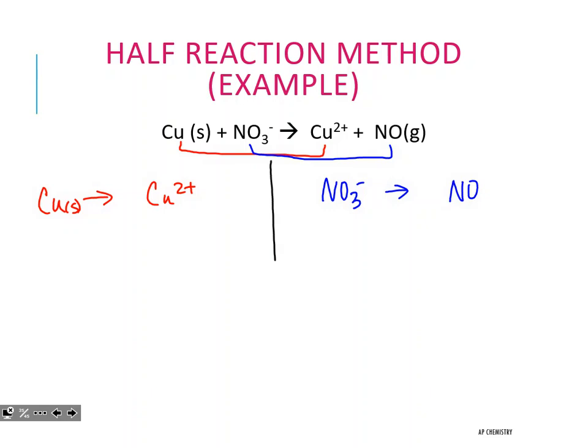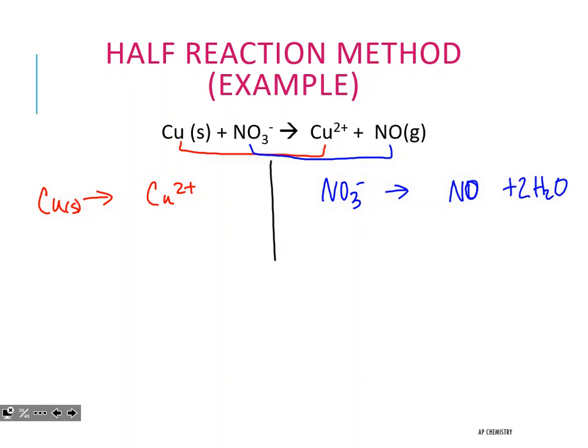Balance oxygen with H2O. Okay, so on our left-hand side, the copper one doesn't have any oxygen in it, so we can ignore that one for now. Over here on the right, though, nitrate going to nitrogen monoxide, there's O's involved. Are they balanced? No, so we need to add in some water. How many waters do we need to balance it? We need 2. So we're going to put 2 waters over there. Now by doing that, we have now messed up this particular reaction because we've added some H's in there. So what does it tell you to do next?